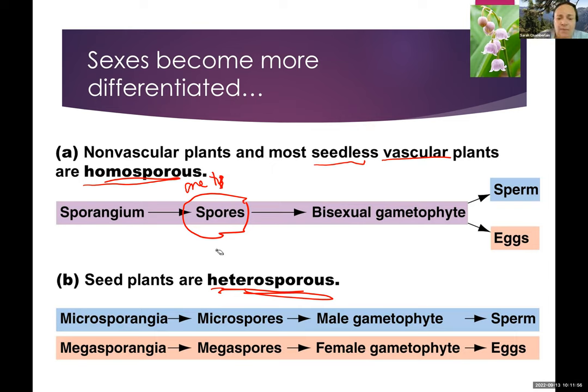Okay. So because there's only one type of spore, there's only one type of sporangium. The sporangia all make the same kind of spore. And those spores make bisexual gametophytes, or in the case of mosses, they make separate male and female gametophytes, right? But the vast majority of the seedless vascular plants have a gametophyte that has both male and female parts, right? Archegonia and antheridia that make the eggs and the sperm.